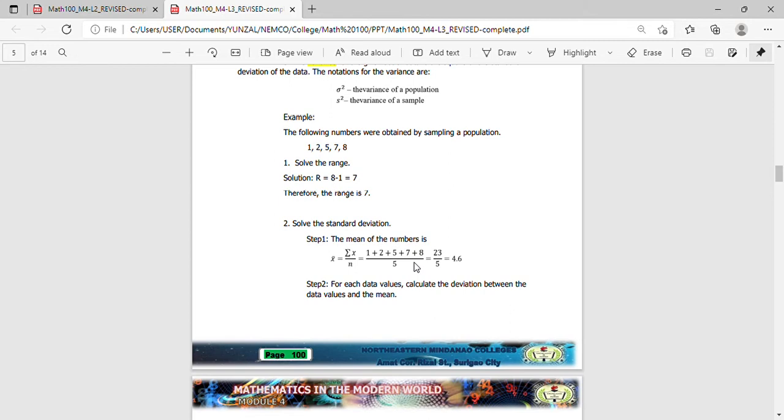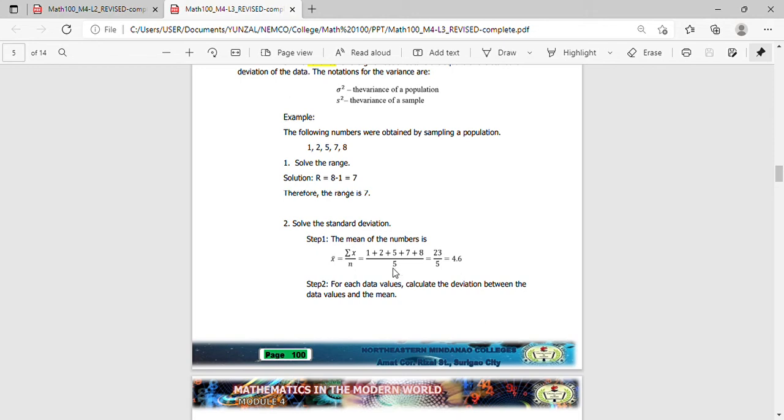Number 2, solve the standard deviation. Una, di ba sa step 1 is kuha na to ang mean. So, i-add na to siya tanan. Unsa ni pasabot ini, ma'am? That's the summation. Unsay pasabot sa summation, ma'am? Kibali, i-add nimo tanan na mga values of x. That's what we call summation of x. So, 1 plus 2 plus 5 plus 7 plus 8, that's 23.